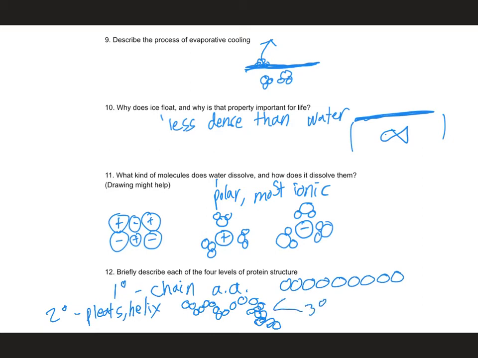Tertiary is we take this whole thing and we fold it up into a big protein. Again, this is going to depend on the R groups. Polar R groups are going to tend to stay to the outside because that's where the water is, and non-polar R groups are going to tend to go towards the inside because that's where it's not watery. And finally, quaternary structure is when we take multiple of these folded up proteins and put them together into one big clump. So some proteins only have up to tertiary structure, and some are made of multiple folded polypeptides.